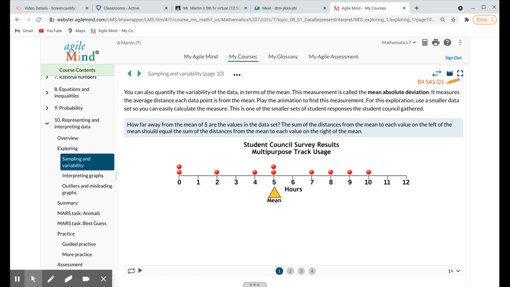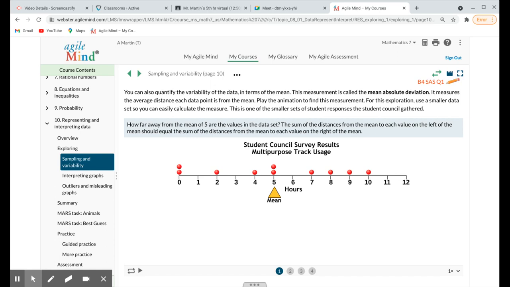So are there ways to measure variability other than using mean absolute deviation? What's another way that we measure variability? Box plot. Well, in the box plot, what do we use to see how far the maximum is from the minimum? The range. Or the whiskers. So we can use the range to measure variability.